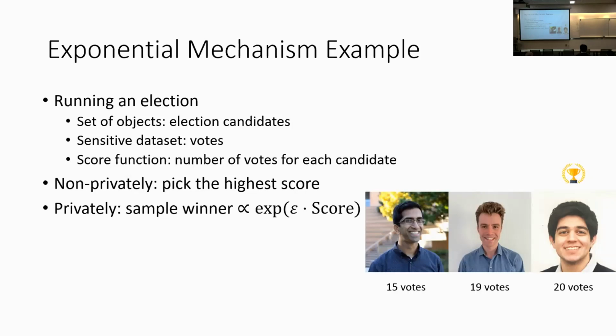And so, I calculated some probabilities of being selected as the winner of this election with epsilon equals 0.1. And you can see that there's a 24% chance that I actually steal the victory from the jaws of defeat here.